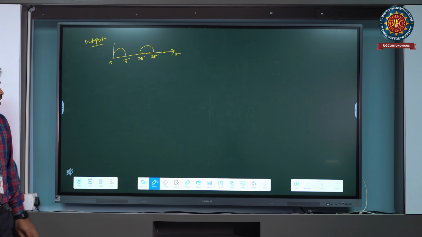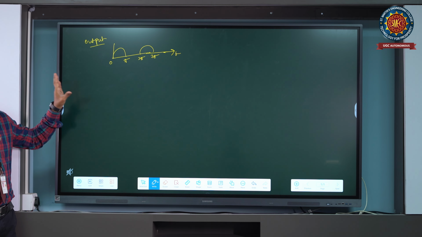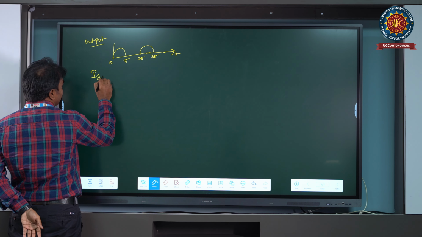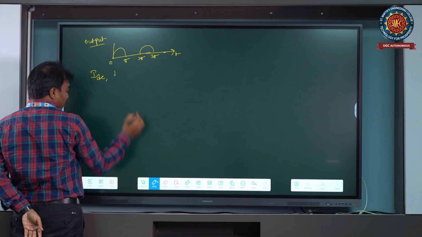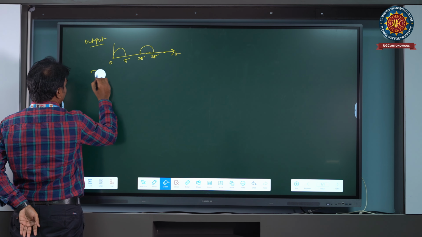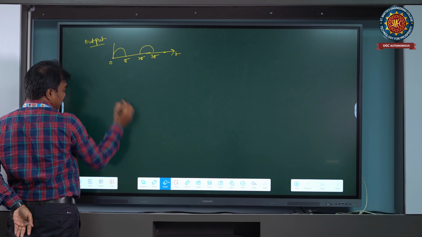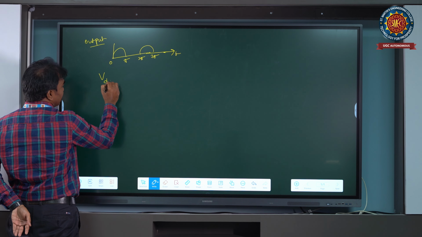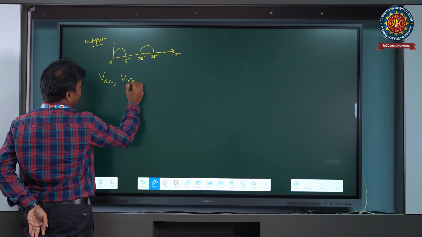Okay, time period. Now, how do we calculate the half wave rectifier parameters? What are the parameters? IDC, IRMS, VRMS, VDC. How do we calculate VDC and VRMS?